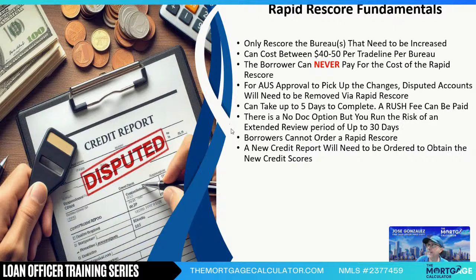Now, what exactly is a rapid rescore? A rapid rescore is a process whereby the new balances on the accounts are pushed to the credit bureau and updated within 3 to 5 days. If you do a rush, it could be 1 to 3 days. The regular process is 3 to 5 days.